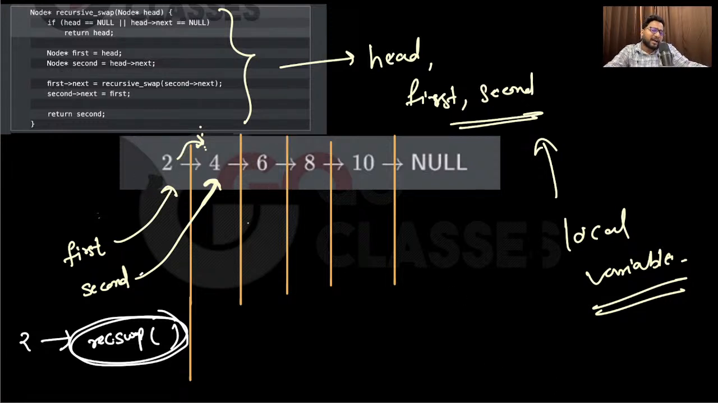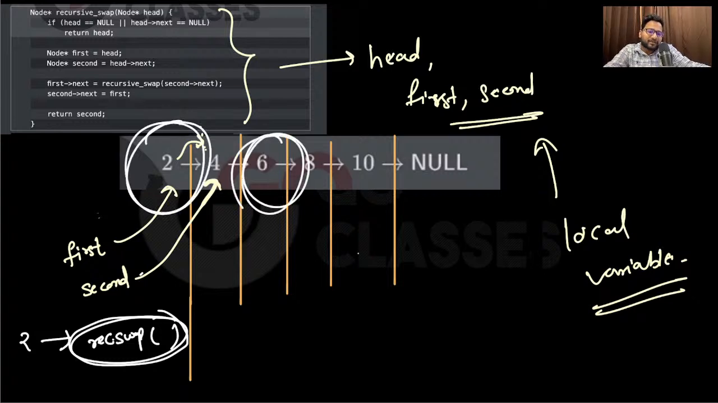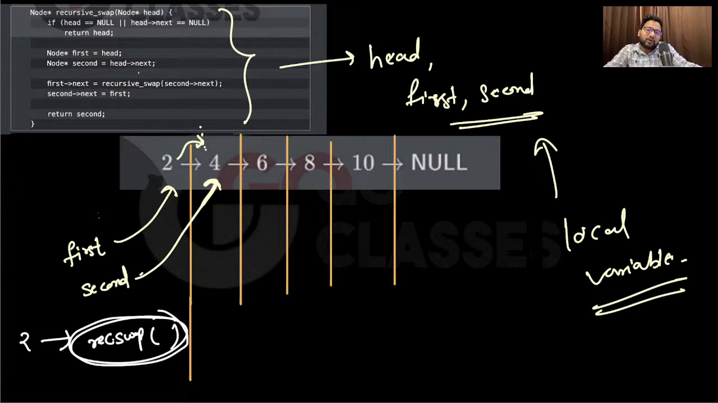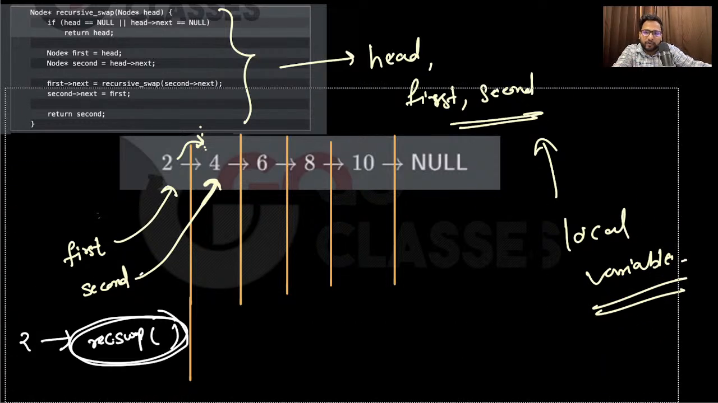Why I'm again and again emphasizing that the next call is for 6 is that whatever this function is doing, this function cannot change first. At this point in time, first is pointing to 2, and after the recursive call also, whatever you do in the recursive call, first will still be pointing to 2. See what I'm trying to say, you just understand this carefully.